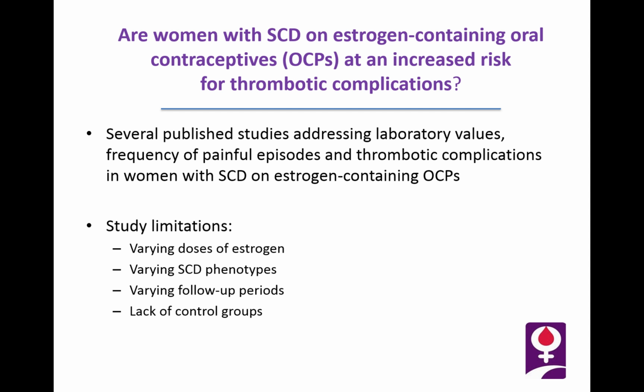The first was a group out of Howard University that reported in 1984 that women with sickle cell disease used contraception a little bit lower than those of control, 33% compared to 66%. But when they did use, they primarily used oral contraceptive agents.